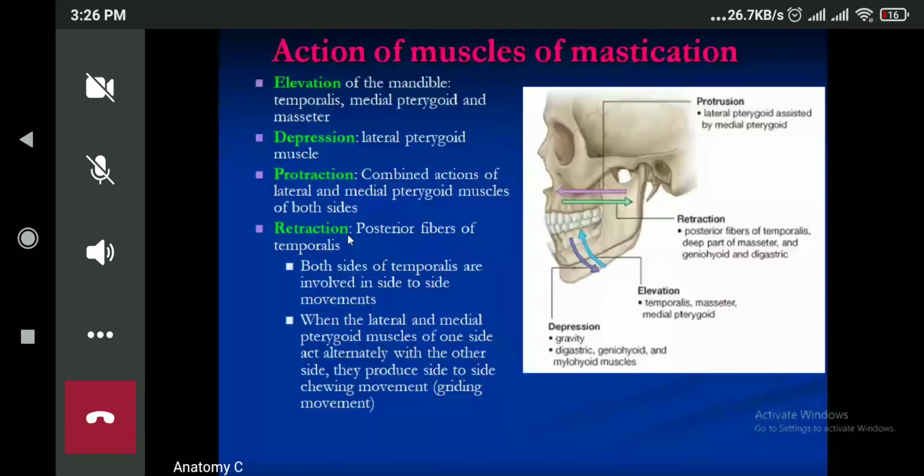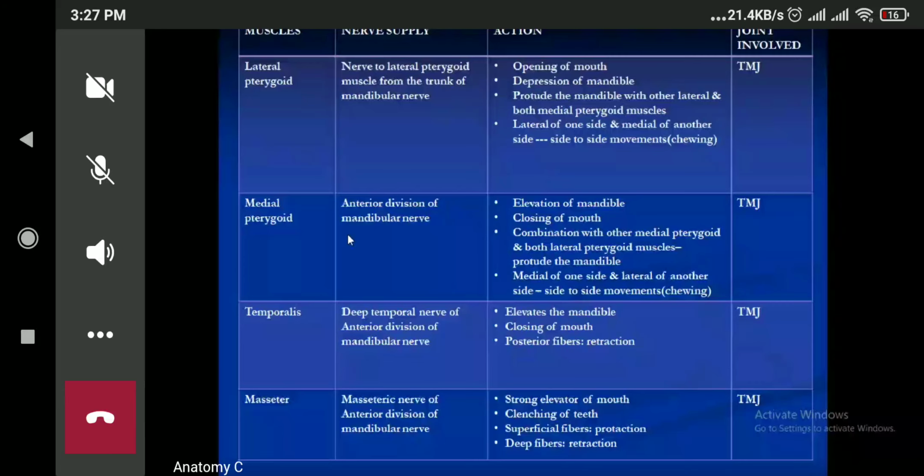This is all about the action on the TMJ, temporomandibular joint. This is all nerve supply and action.